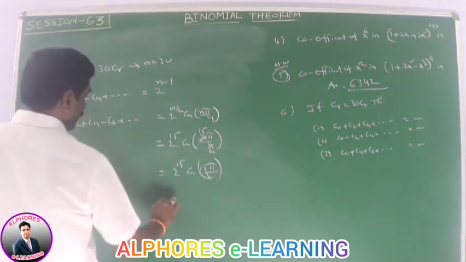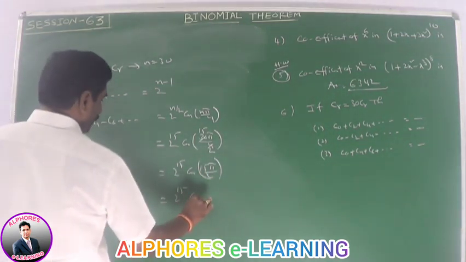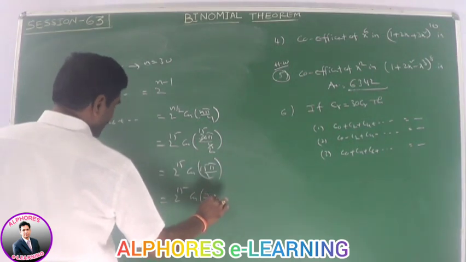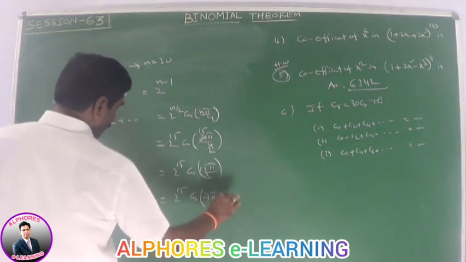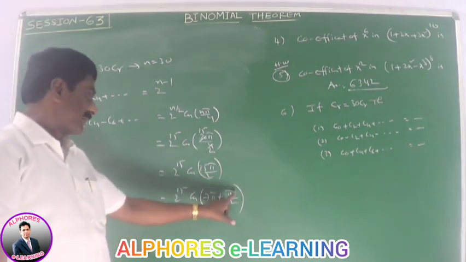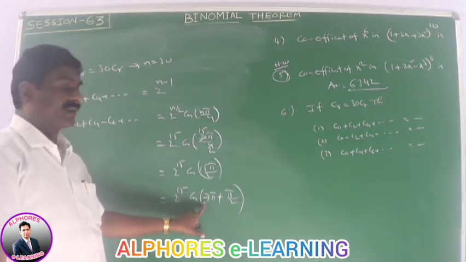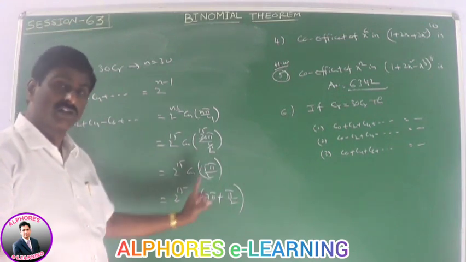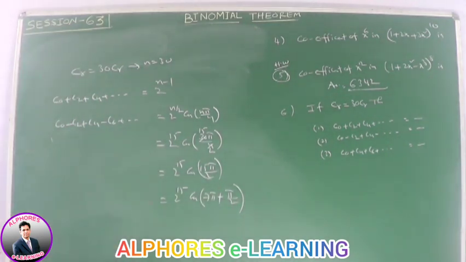Okay. Cos 15 pi by 2 means 2 power 15 into cos of 7 pi plus pi by 2. Okay. 7 pi plus pi by 2 means, what is this value? Minus cos pi by 2. Cos pi by 2 means 0. Okay. Find that value.